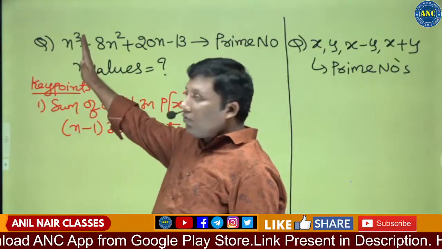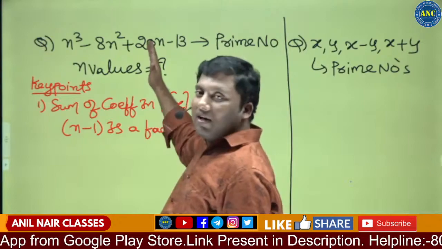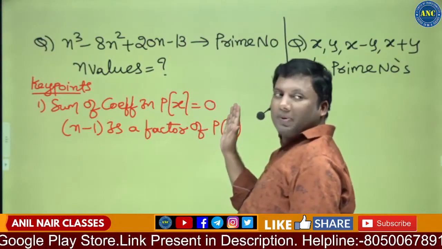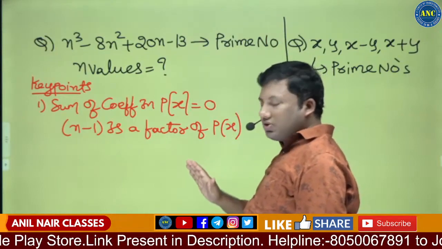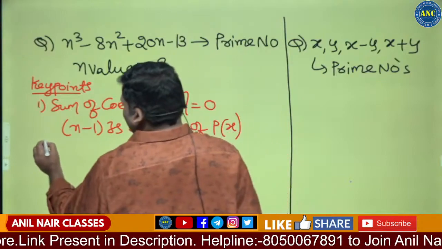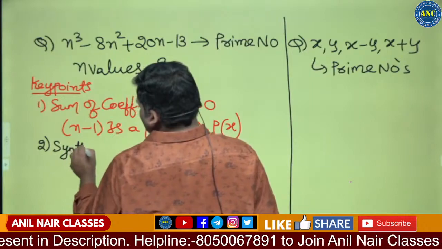Sum of the coefficients: substitute n equivalent to 1. 1 minus 8 is minus 7, 20 minus 7 is 13, 13 minus 13 is 0. If the sum of the coefficients in P of x is equivalent to 0, n minus 1 is a factor of P of x. How to find out the other factor? Very interesting concept: synthetic division.